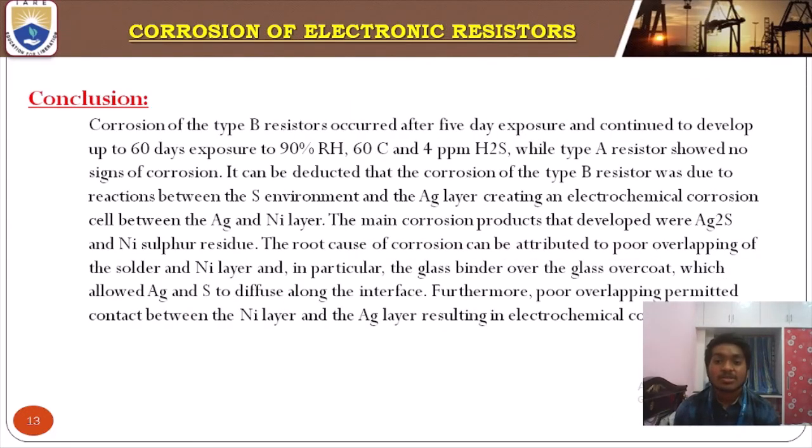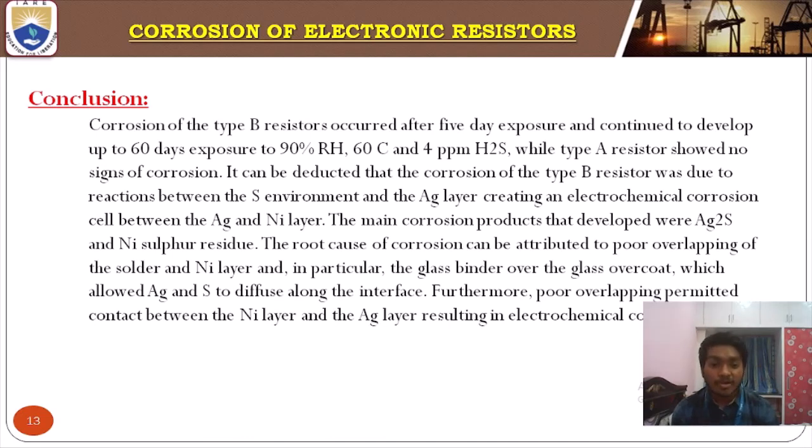Conclusion. Corrosion of type B resistors occurred after 5 days of exposure and continued to develop up to 60 days in 5 layers at 90% relative humidity, 60 degrees Celsius temperature and 4 parts per million H2S, while type A resistors showed no signs of corrosion. It can be deduced that corrosion of the type B resistor was due to reactions between the sulfur environment and the silver layer, creating an electrochemical corrosion cell between the silver and nickel layers. The main corrosion products that develop are Ag2S and nickel sulfide.